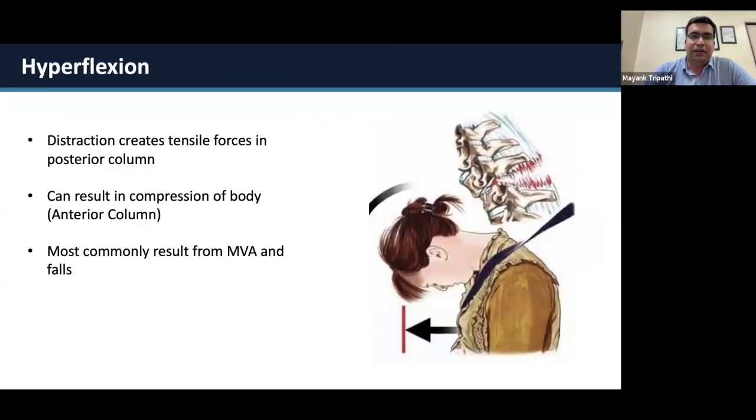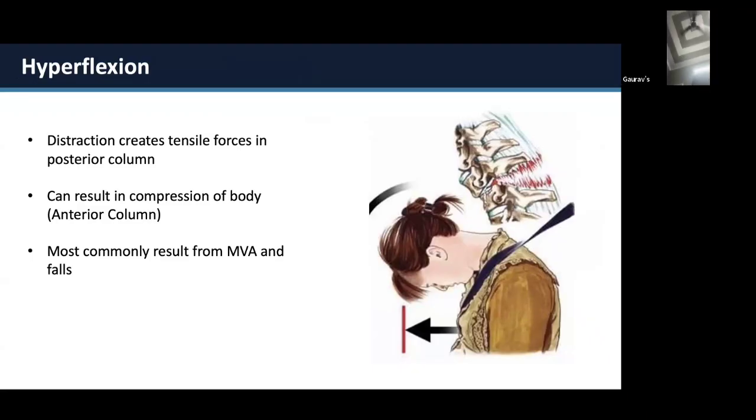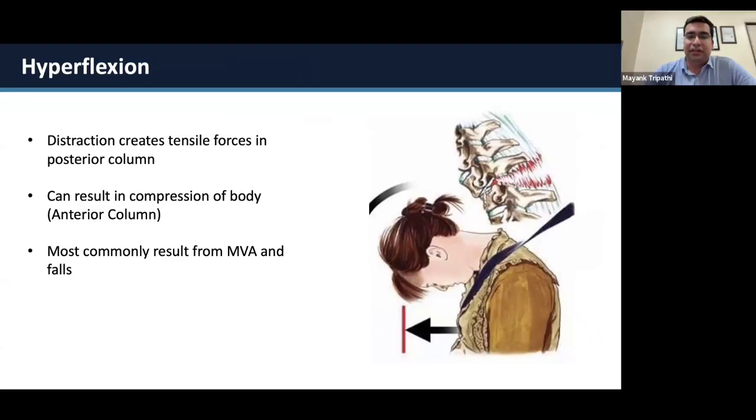There are three common mechanisms of injury. The first is hyperflexion, which most commonly results from motor vehicle accidents and falls. There, when the motor vehicle is hit from the front, there is distraction of the posterior elements and compression of the anterior column.